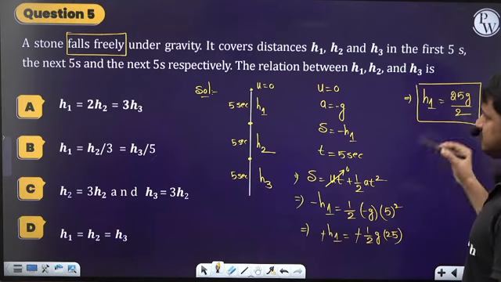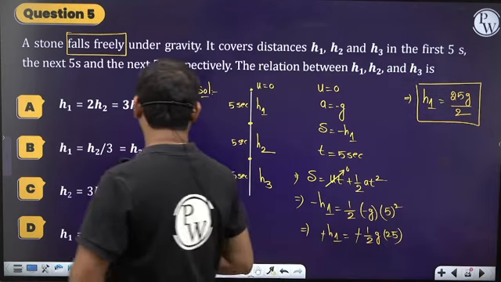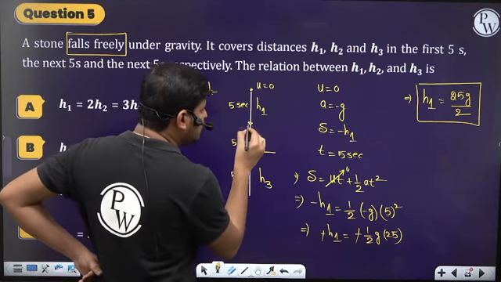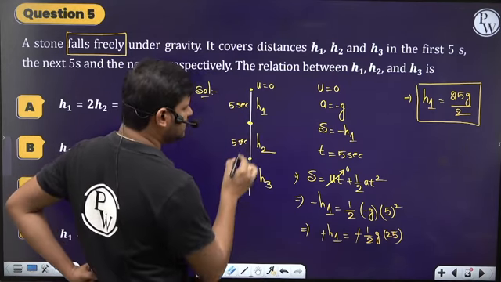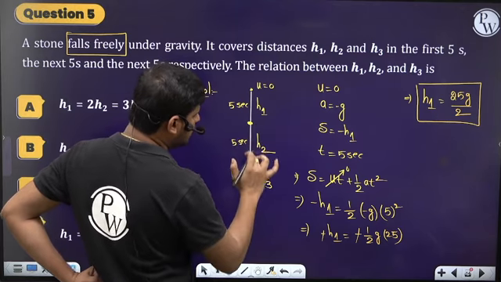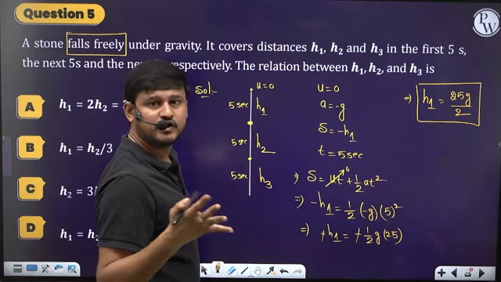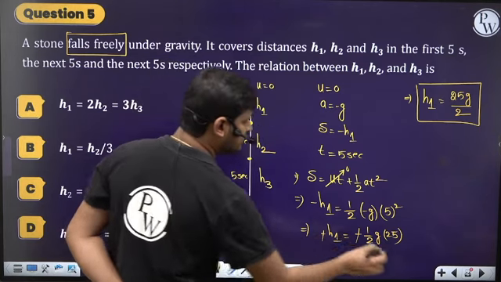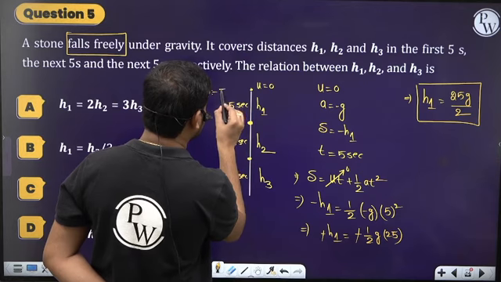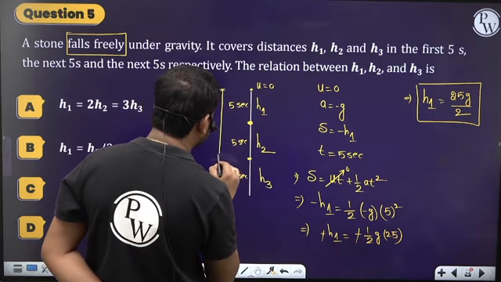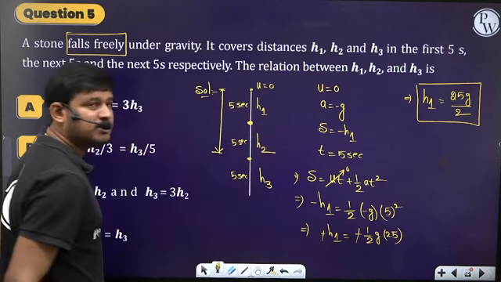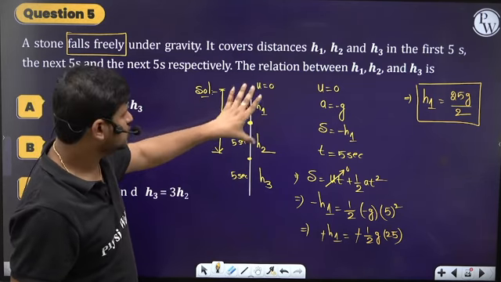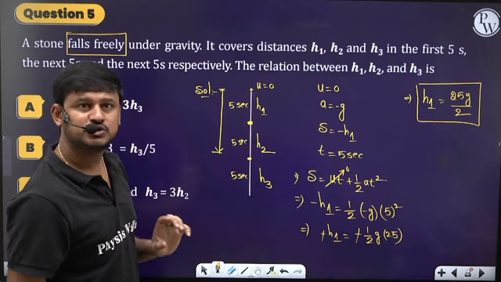Let's keep that aside. Now I need the same equation for H2. But for H2, we don't know what the velocity is here. To calculate H2, let's consider in the total first 10 seconds, the body covers a distance of H1 plus H2, because I know the initial velocity. So in the first 10 seconds, it covers H1 plus H2 distance.